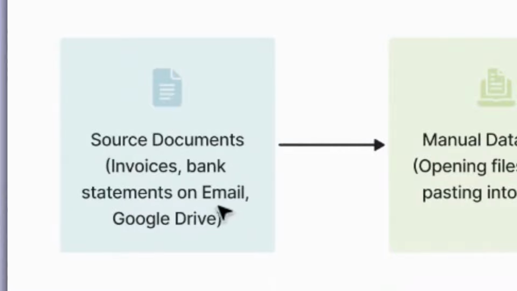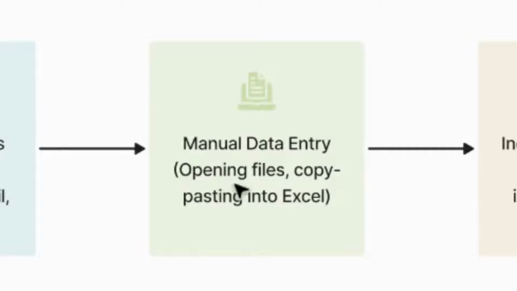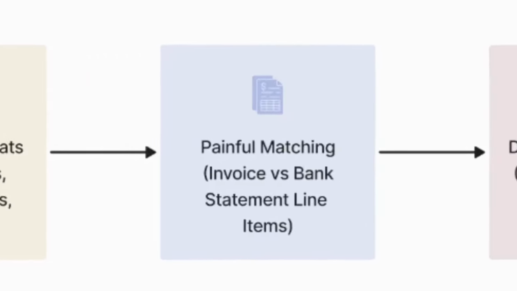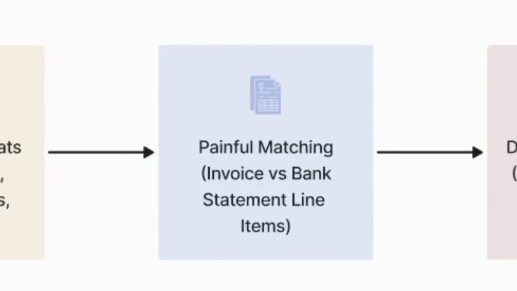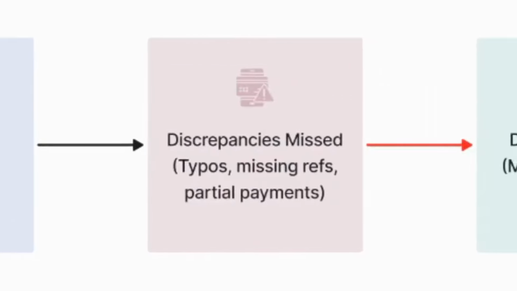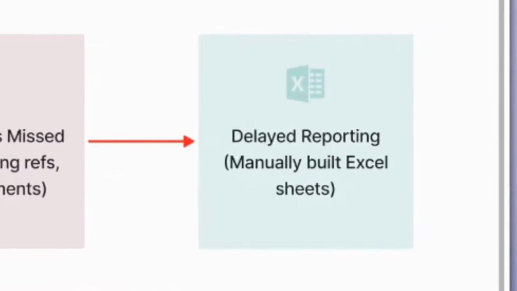You receive a multitude of documents, such as invoices and bank statements, via email or as files on your Google Drive. These documents are then manually opened, and the information is copied and pasted into an Excel sheet. However, not all files are standardized. You may receive bank statements and invoices in various formats and currencies. The task of matching bank statement line items with invoices can be time-consuming and prone to errors. Typos or partial payments can cause discrepancies, leading to even more work. All of this manual effort ultimately results in delayed reporting.